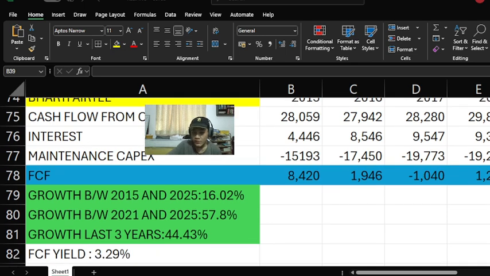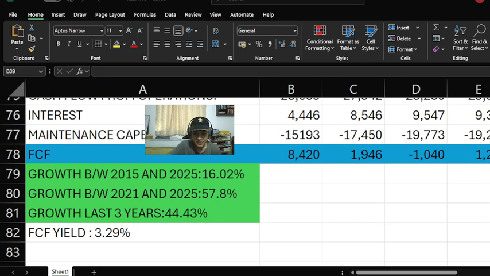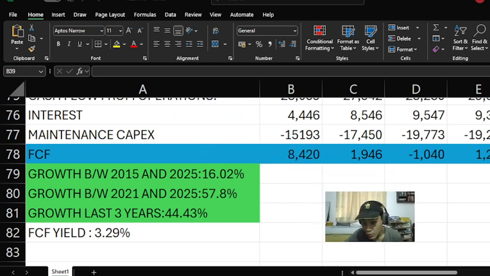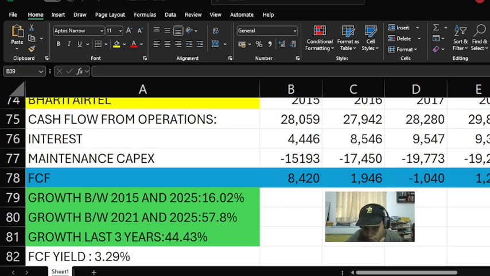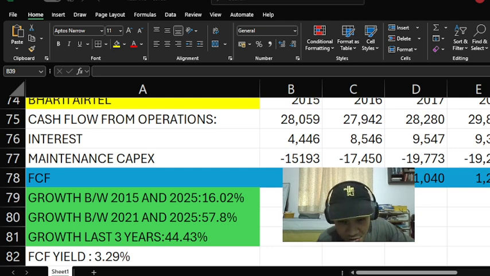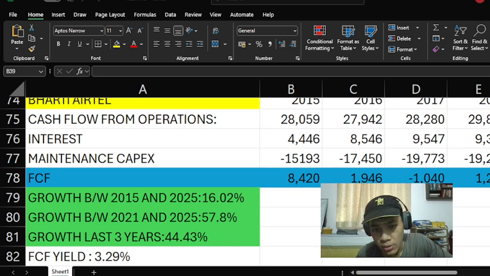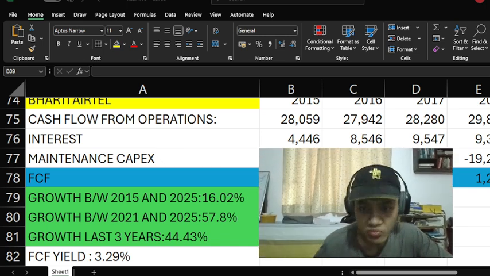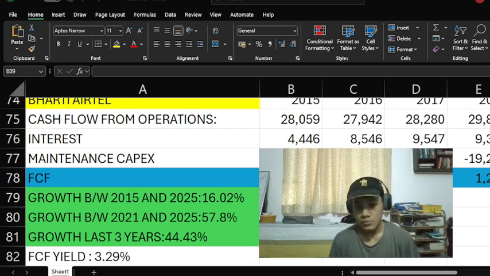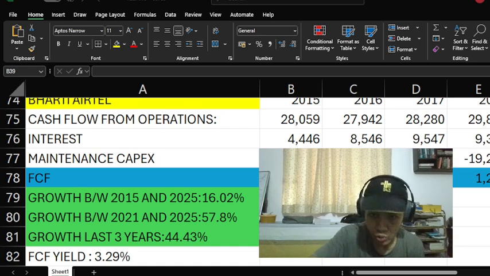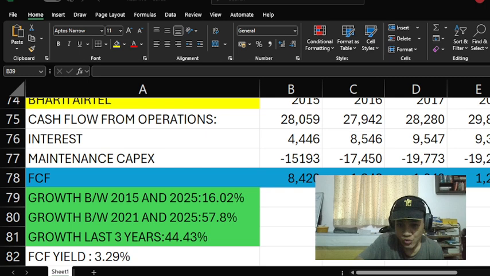The growth between 2015 and 2025, 16%. Last 4 years, because 2020 was negative, 57.8% growth. And last 3 years, 44.43% growth in free cash flow, FCF yield of 3.29%. So overall, even talking about the last 10 years, very good growth. Just purely talking about growth, very nice growth rates.